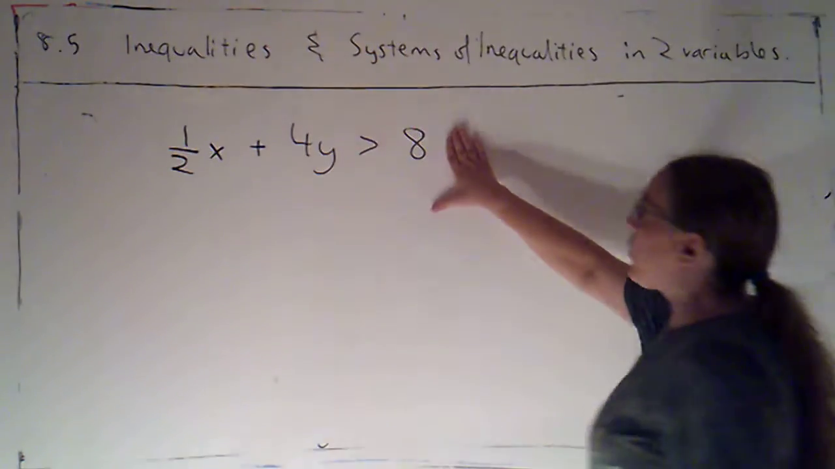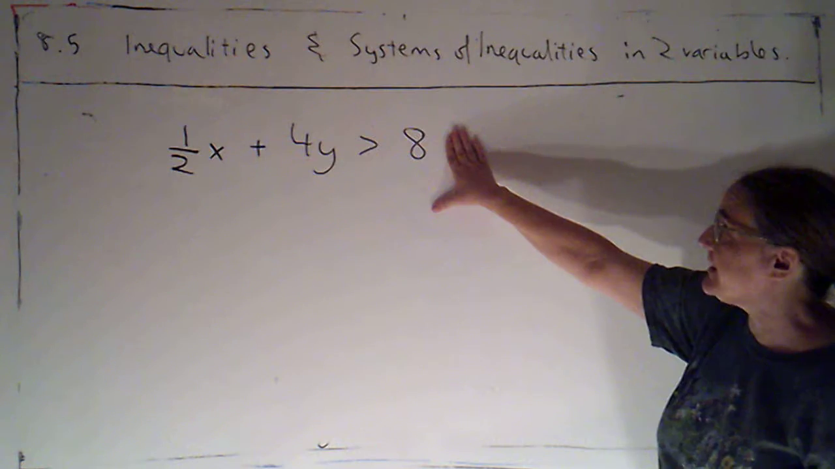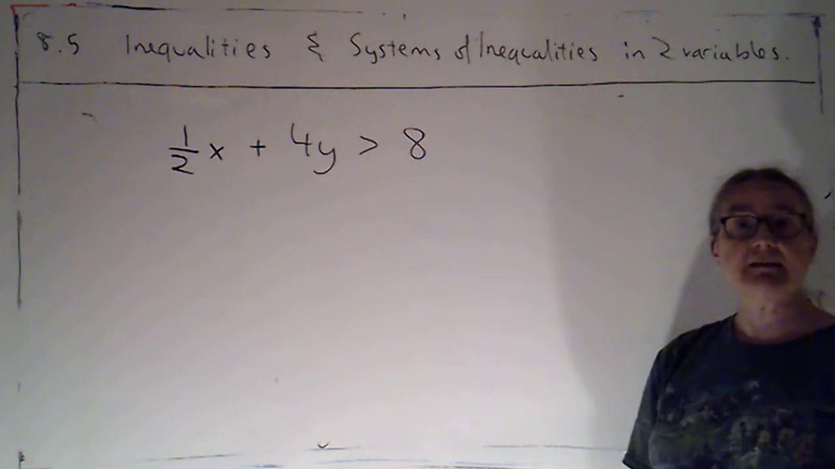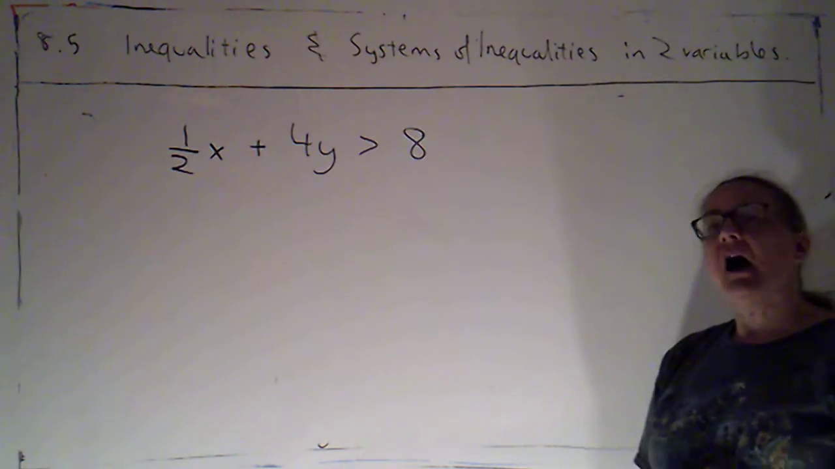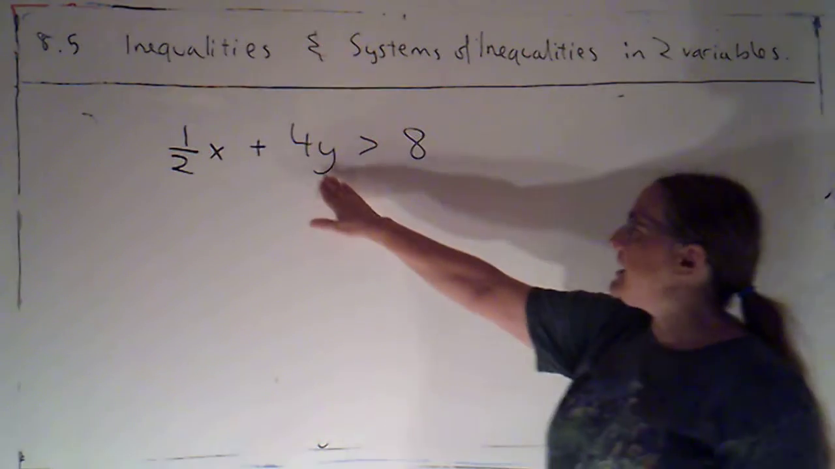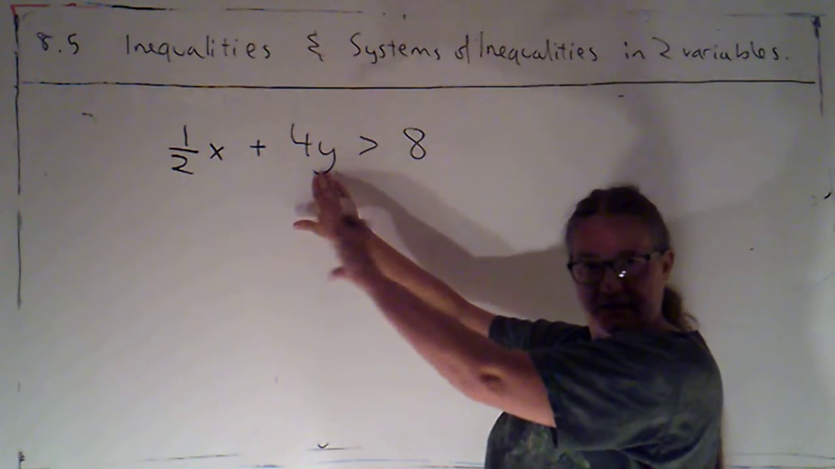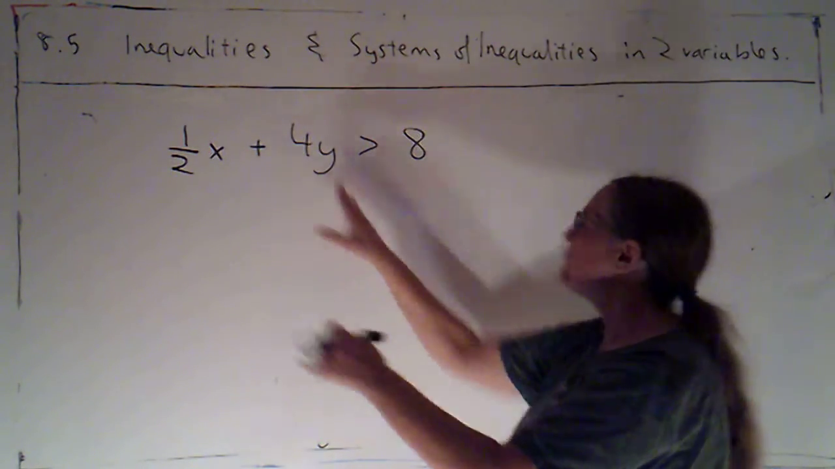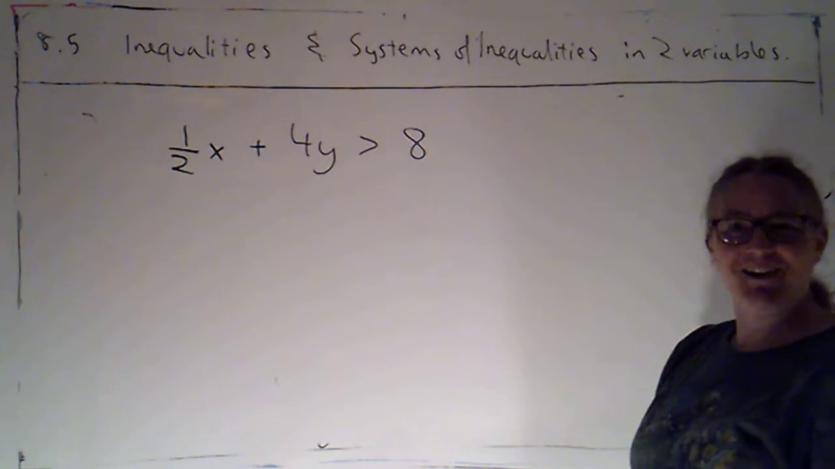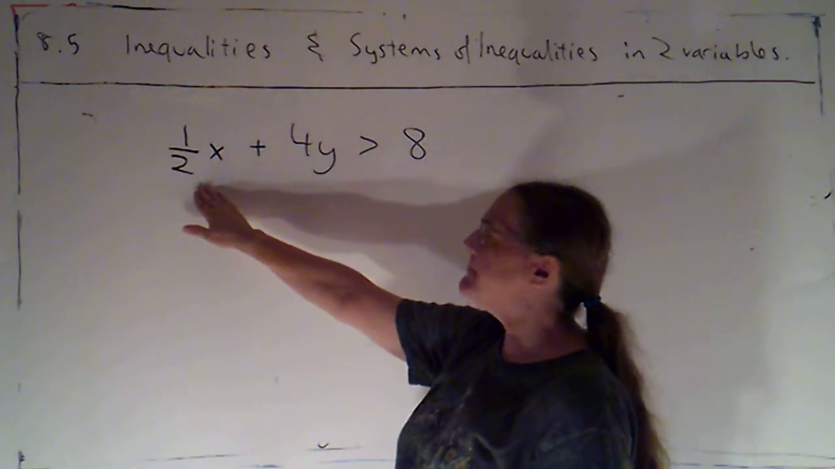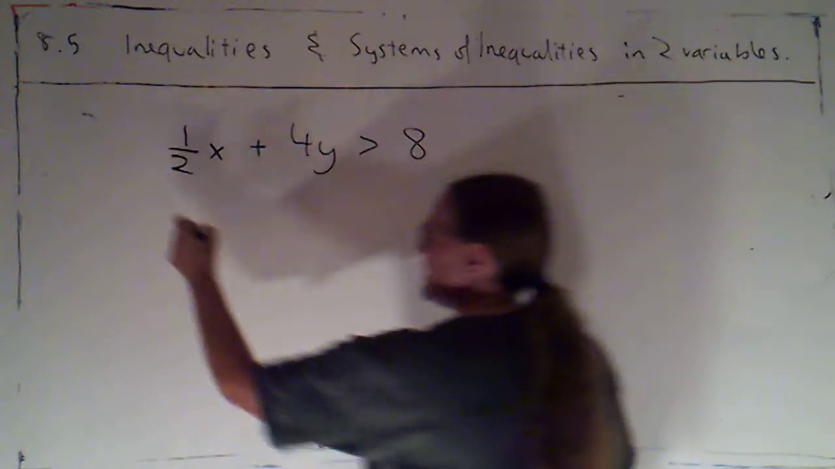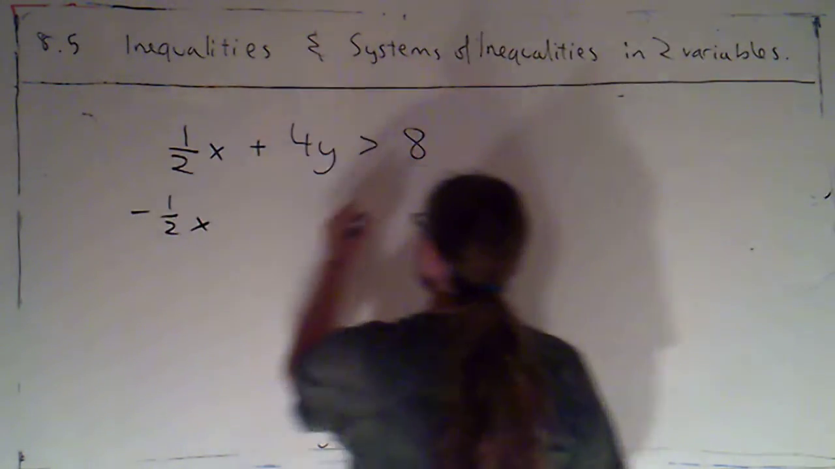I left you with this problem at the end of the last video. Want to graph this linear inequality. I'm going to go ahead and get y by itself while it's still an inequality. Not absolutely necessary to do that. I'm also going to keep that fraction of 1/2. I'm just going to subtract over that 1/2 x.